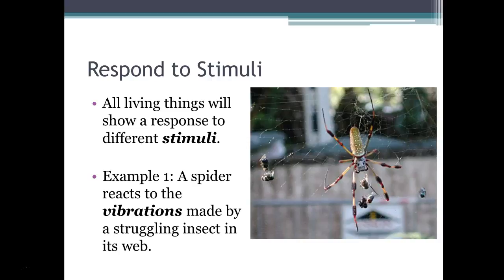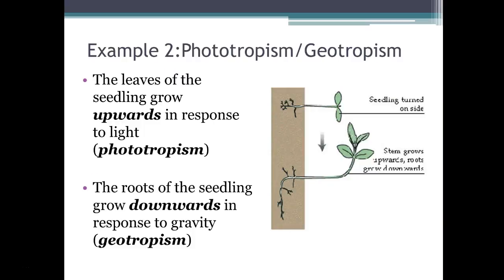All living things will respond to different stimuli. So stimuli, you should be able to come up with hundreds and hundreds of examples of this. But a living thing, when given a stimulus, will respond to it. So here's one example with a spider. The stimulus might be a vibration that it feels on its web. It'll rush out in response to that vibration and see what might be captured in the web.